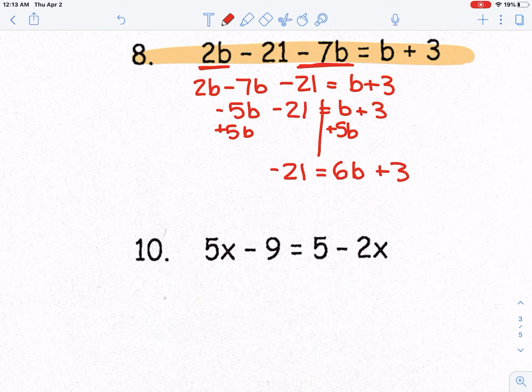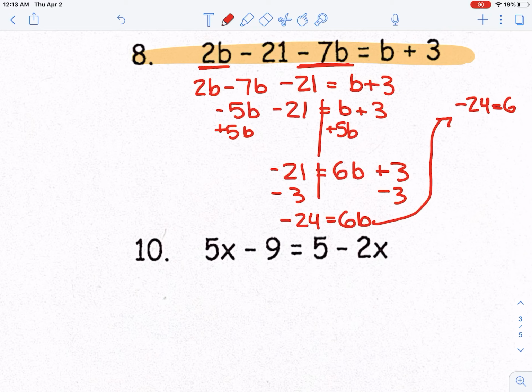So again, I want to get that b by itself. So I'm going to go ahead and subtract 3 on both sides. And I get negative 24 is equal to 6b. Again, ran out of room here. To get that b by itself, all I have to do is divide by 6 to undo multiplying it. And negative 24 divided by positive 6, that's going to result in negative 4 is our b value.